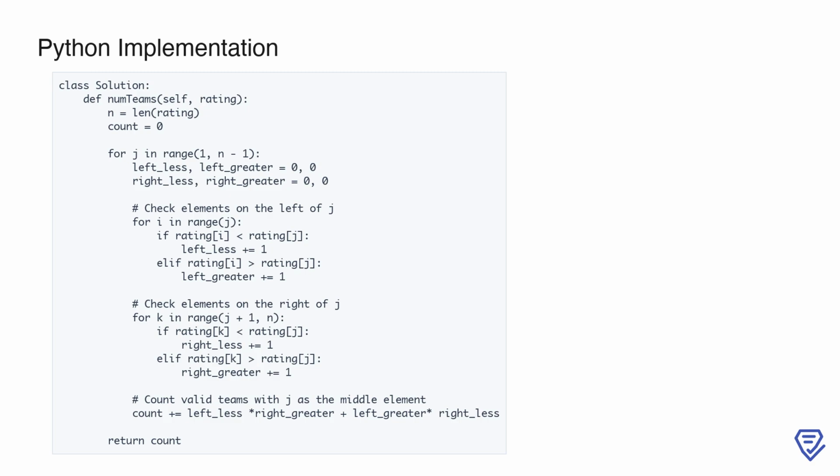Teams in increasing order, left_less * right_greater. Teams in decreasing order, left_greater * right_less. 4. The total count is updated by summing the contributions from both increasing and decreasing teams. This approach ensures that we check all possible valid combinations efficiently. The overall time complexity is O(n²), because for each middle element j, we perform 2 linear scans, one for the left and one for the right. The solution is both optimal and clean, making it well suited for this problem.